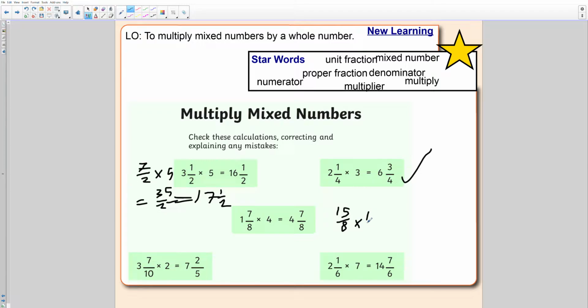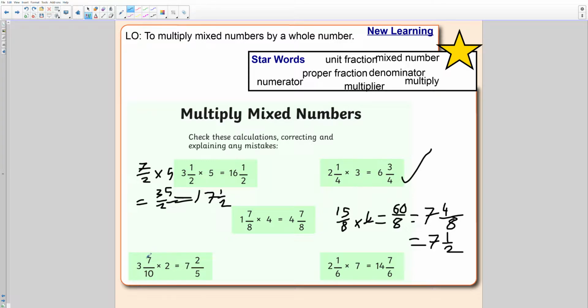15/8 times 4 means we then get a nice and simple 15 times 4, which is 60 over 8. And then that means that if we do that one, we're going to get 7 4/8. And of course, can we simplify 4/8? Yes, we can. The best mathematicians will know this immediately. 4 is half of 8, so we get 7 1/2. Just divide the top and the bottom by 4, since they're both in the 4 times tables.